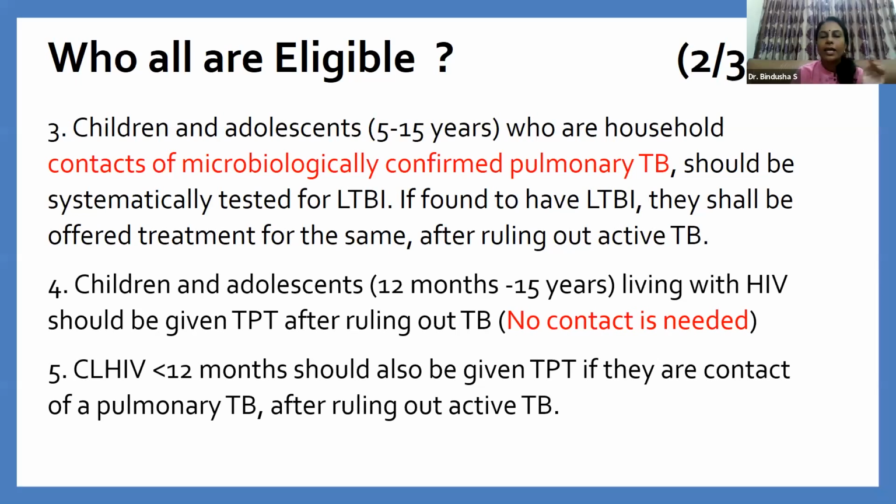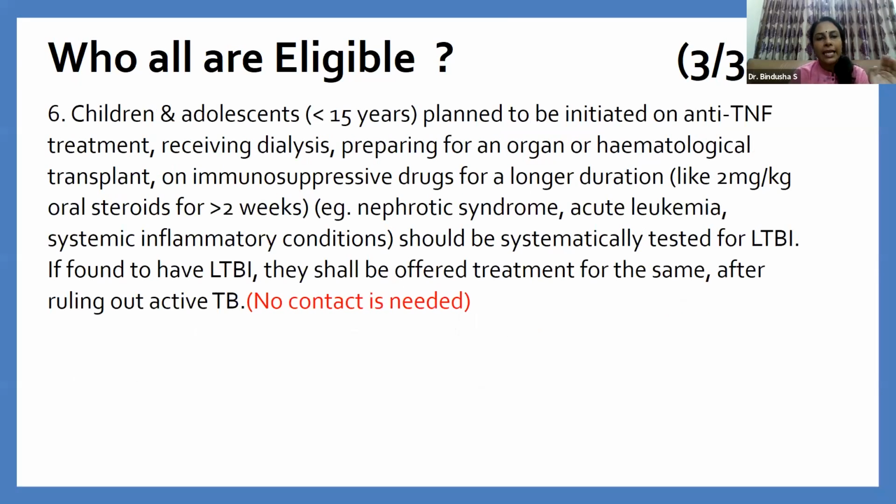Okay. Then the next indication is children and adolescents less than 15 years. Any patient who is planned to be initiated on immunosuppressive treatment for prolonged periods, those planned to be initiated on anti-TNF alpha, those persons receiving dialysis, preparing for organ or hematological transplantation, on any suppressive drugs like steroids. All those children, they need to be systematically tested for latent TB infection. And if they were found to have latent TB infection, they shall be offered treatment for the same after ruling out active tuberculosis. Here also no contact is needed.